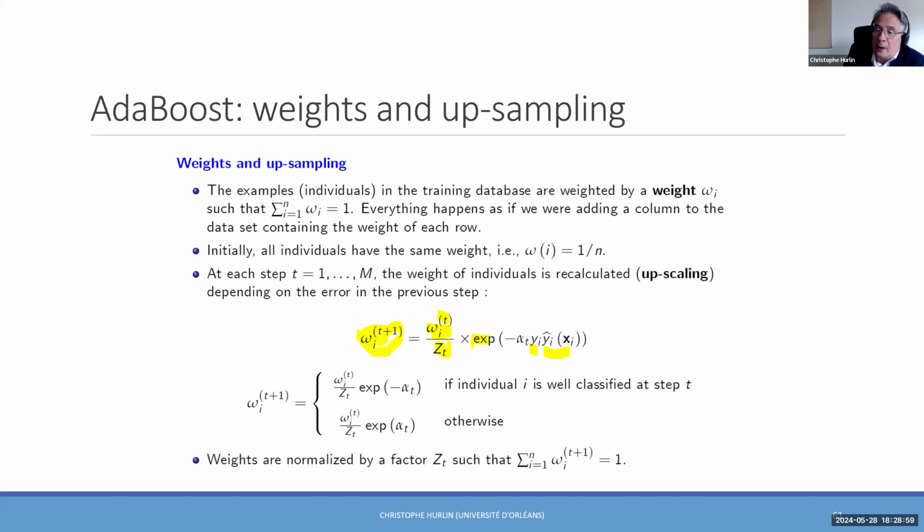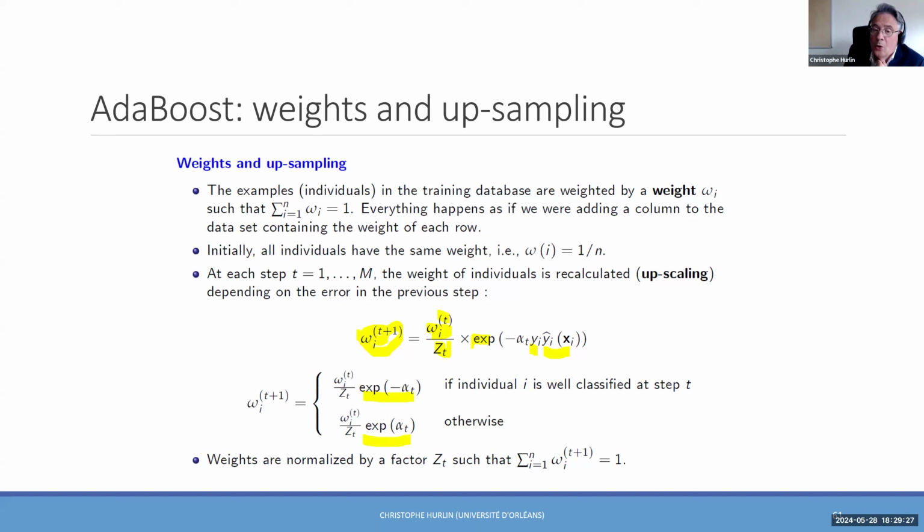If y and y hat are equal, so equal to 1 or equal to 0, then this formula is the following. So we have exponential of minus alpha t, okay? And otherwise, it is exponential of alpha t.